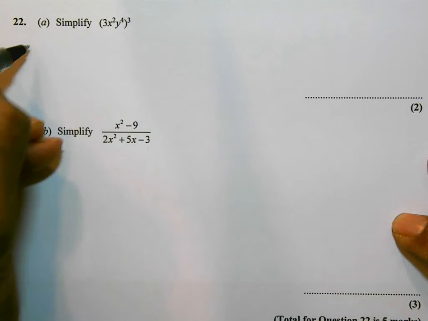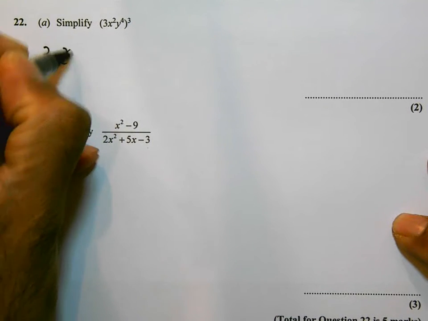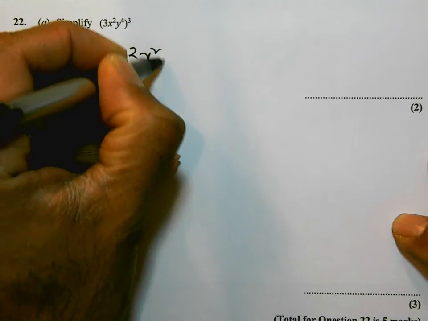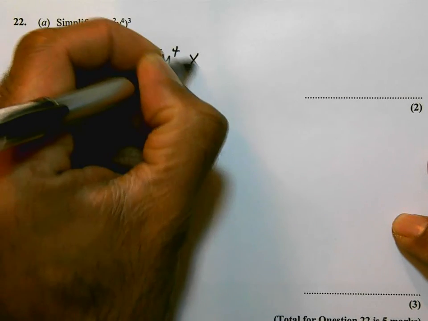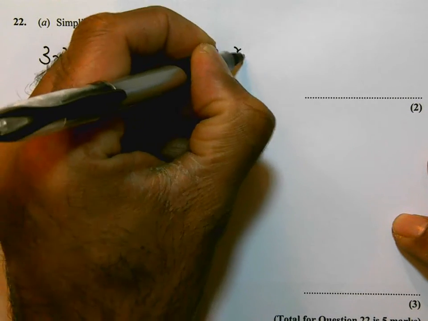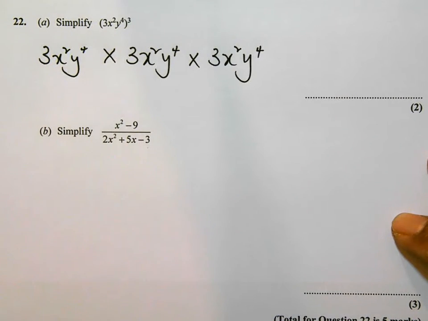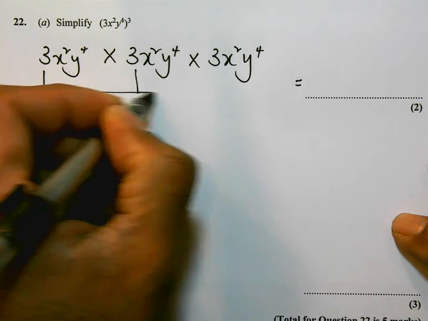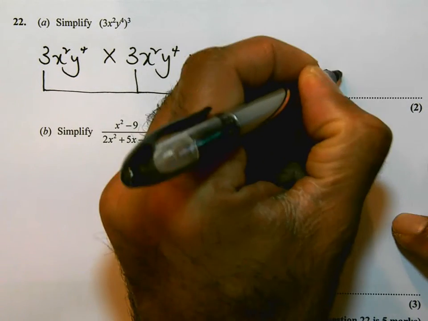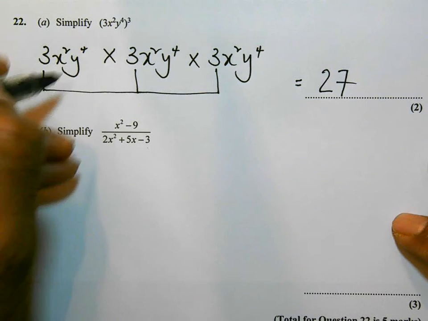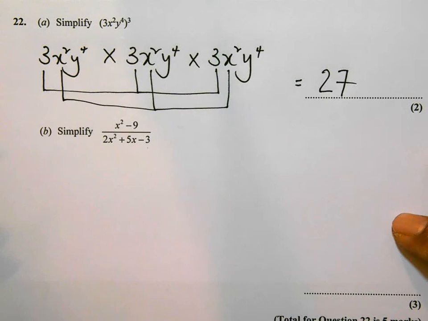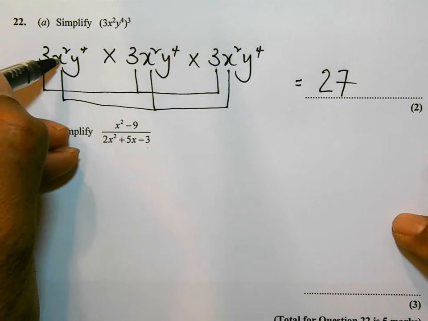So in other words, you're going to have 3x squared, y to the 4 times 3x squared, y to the 4 times 3x squared, y to the 4. And I'm actually going to use this to help me work out my answer, because I'm going to do 3 times 3 times 3, which is 27, x squared times x squared times x squared. In other words, we're adding the powers because it's the same x in each case.